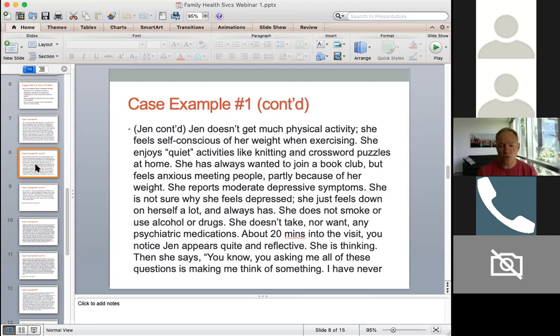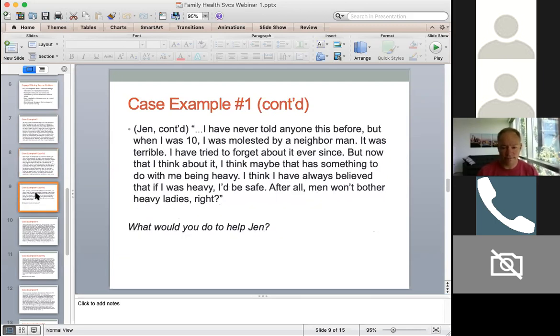And about 20 minutes into the visit, you notice that Jen appears quite quiet. That should say quiet, not quite quiet, and reflective. She's thinking. Then she says, "You asking me all of these questions is making me think of something. I've never told anyone this before, but when I was 10, I was molested by a neighbor man."